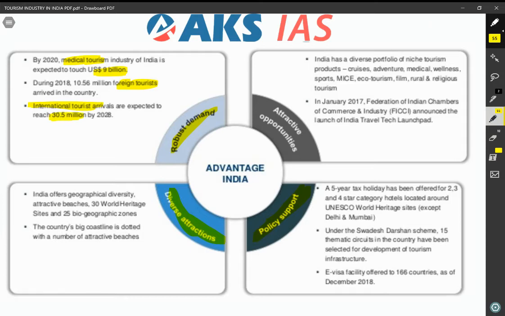So, what could be the attractive opportunities for tourism sector? India has a diverse portfolio of niche tourism such as cruises, adventure, medical, wellness, sports, MICE, ecotourism, film, and rural and religious tourism. So these are the niche products of tourism that India is offering, and that gives an attractive opportunity for the various industry, and that is domestic as well as foreign investors to invest in the tourism sector in India. In January 2017, FICCI announced the launch of India Travel Tech Launchpad.